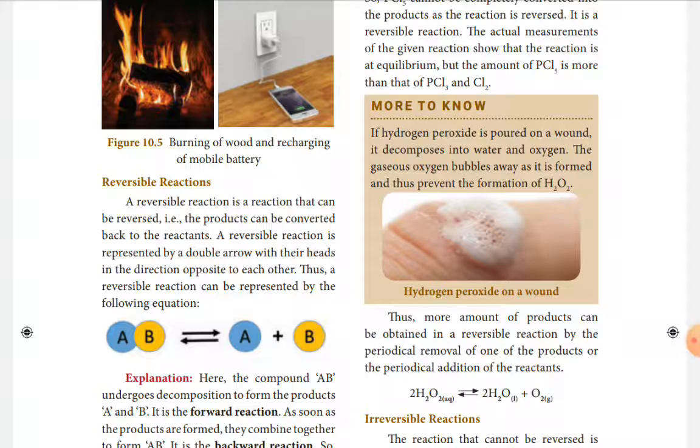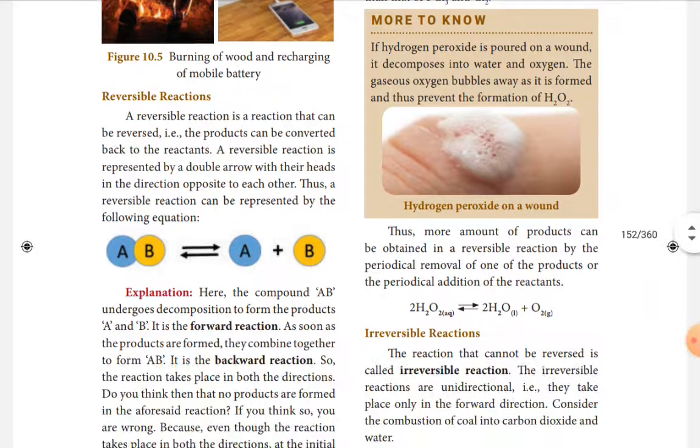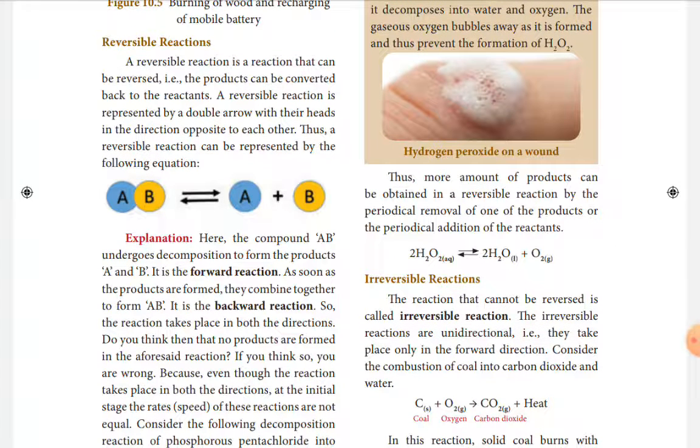Again, when you supply the suitable condition, the products A and B combine to give the reactant AB. That's why you see the arrow mark given in both directions. AB compound into A plus B is the forward reaction. Then A and B giving AB is the backward reaction. So a double arrow mark is given, and a reversible reaction is usually represented in this form.